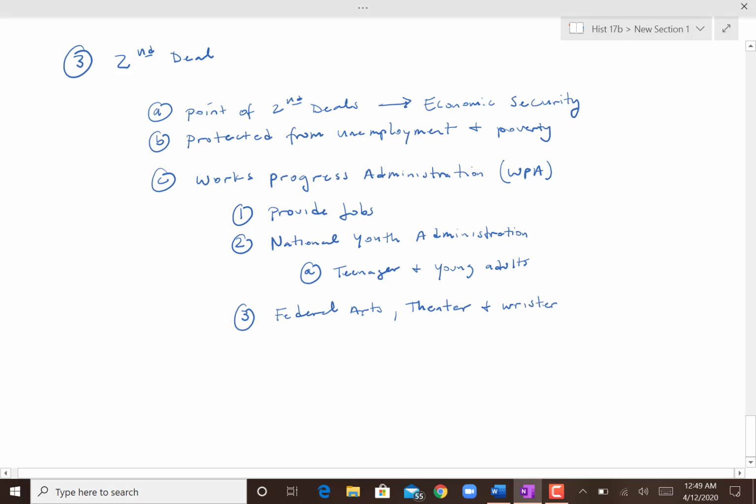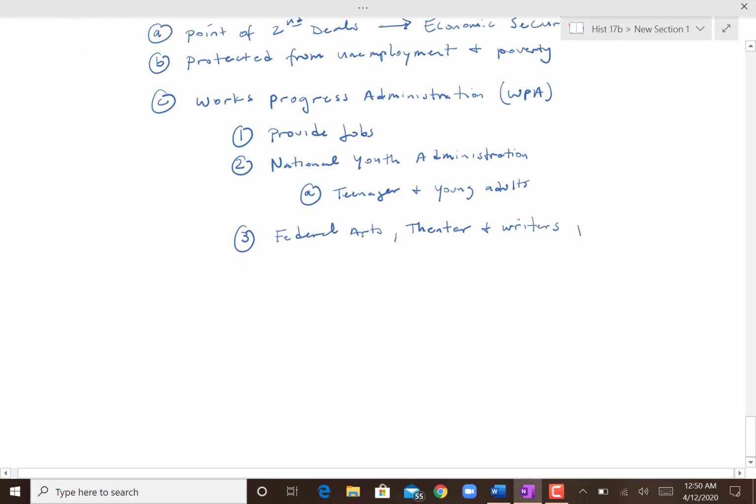Again, writers, theater, were some of the first to end up losing their jobs. And so this program actually employed thousands and thousands of artists, writers, actors, things like that. Sorry about that, I dropped my pen. And a lot of this is why so much of the Great Depression is so well documented, because they paid artists, those who took photos, those who wrote stories about it, to go out and do their thing with the Great Depression.